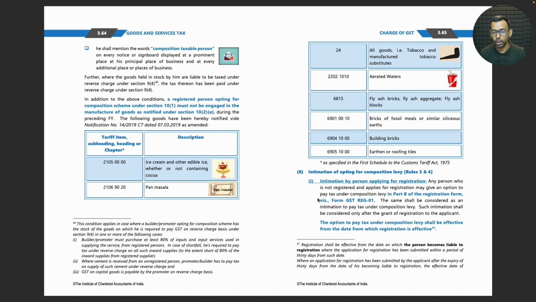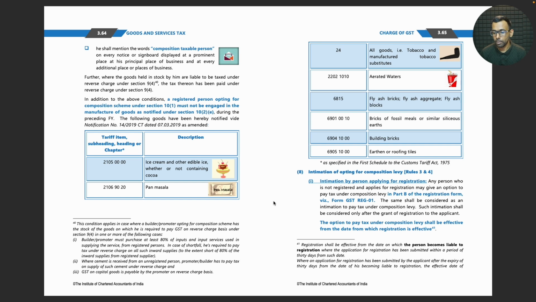Okay, point number 8. Intimation of opting for composition levy, rules 3 and 4. Intimation by persons applying for registration. Any person who is not registered and applies for registration may give an option to pay tax under composition levy in part B of the registration form, that is GST REG 01. The same shall be considered as an intimation to pay tax under composition levy.